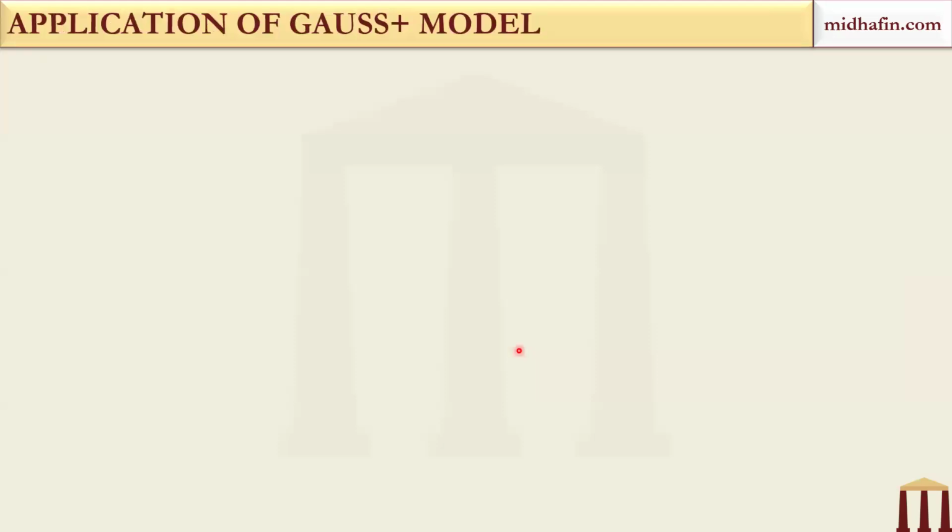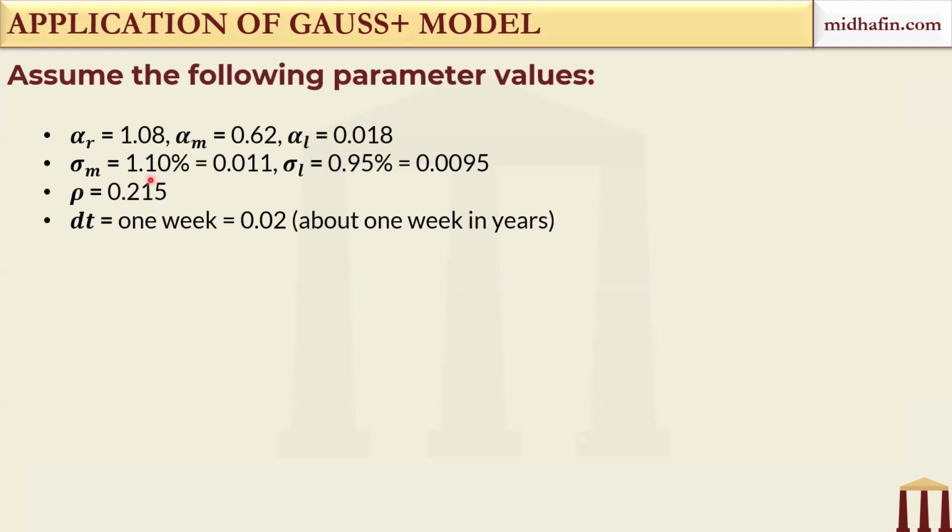Okay, now let's see the Gauss plus model in action with an example. We're going to walk through how to apply the model step by step. And as I said earlier, it is plug and play, so there is no detailed derivation as such. You can just use the formulas directly, and we can use some sample values for all the key parameters. So first, let's assume the following parameter values.